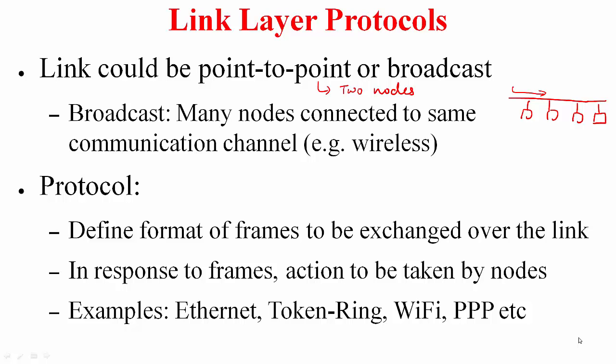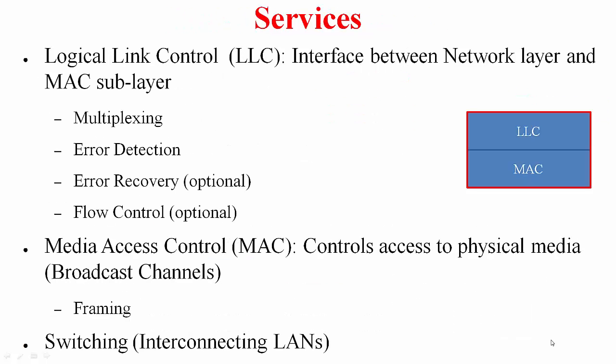Remember what protocols do? Basically, link layer protocols define the format of frames that are to be exchanged over the link, as well as the action to be taken by the nodes when they send or receive these frames. There are a lot of link layer protocols: Ethernet, token ring, Wi-Fi, PPP, and so on and so forth. As part of this course, we are going to cover a few of these protocols. As promised, there is a lot of action at the link layer.